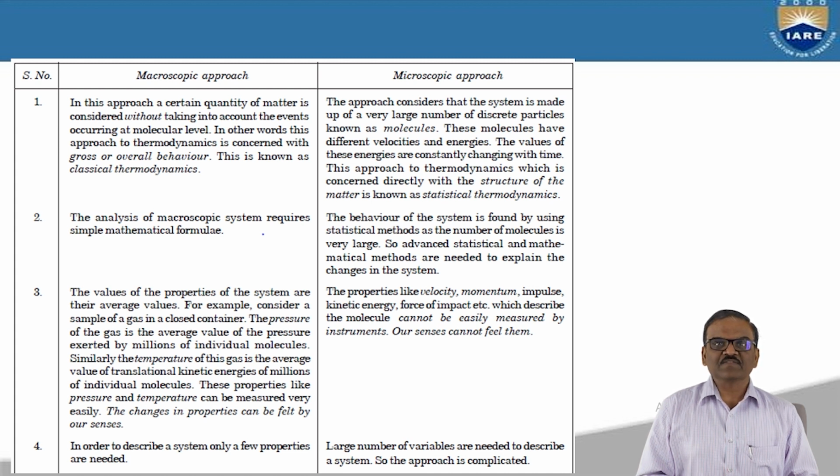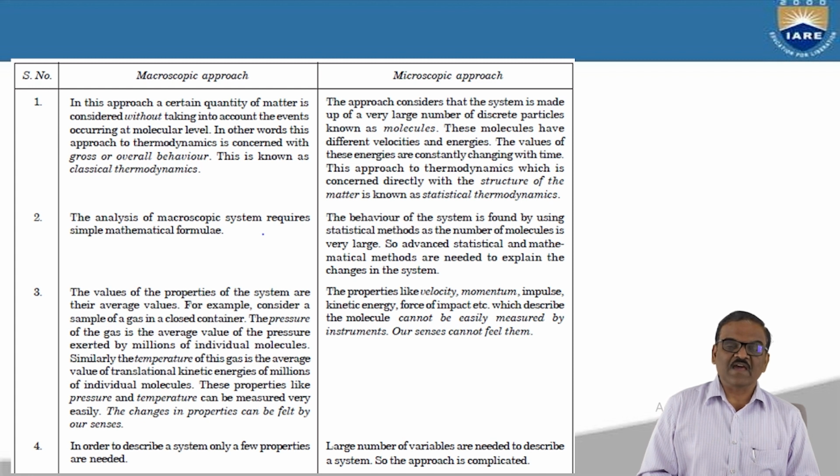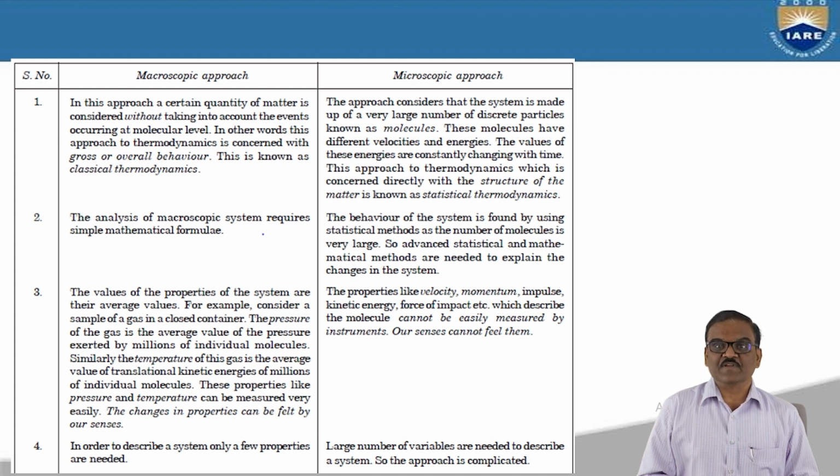Then the values of properties of the system are their average values, not individual. For example, consider a sample of gas in a closed container. The pressure of the gas is the average value of the pressure exerted by millions of individual molecules. Similarly, the temperature of this gas is the average value of translational kinetic energies of millions of individual molecules. These properties like pressure and temperature can be measured very easily. The change in properties can be felt by our senses.